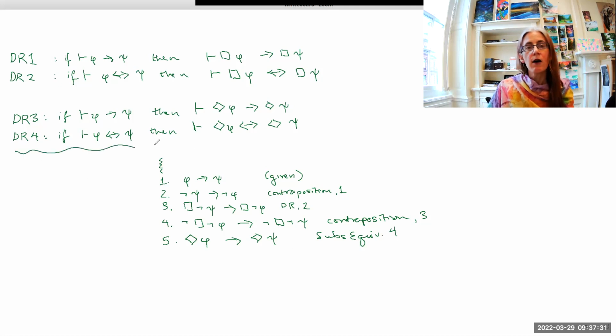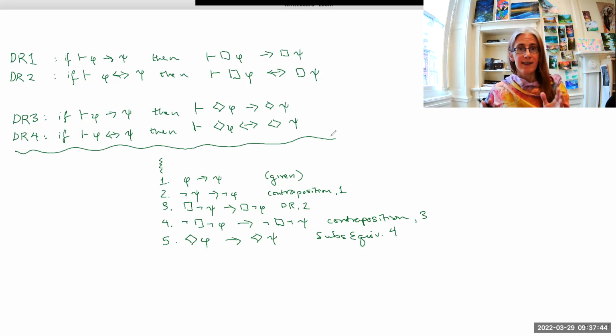As I said, I will leave the proof of derived rule 4 for you as an exercise, but now that you've seen how this works, it should be very easy to get the biconditional form of the rule. We will see more of these sorts of proofs in the coming theorems.